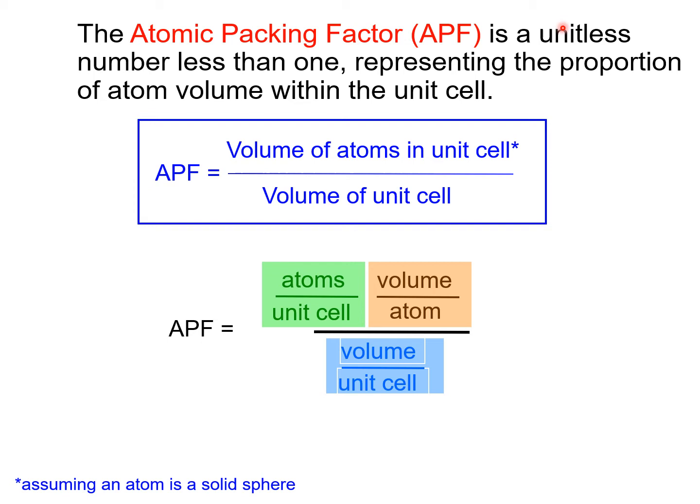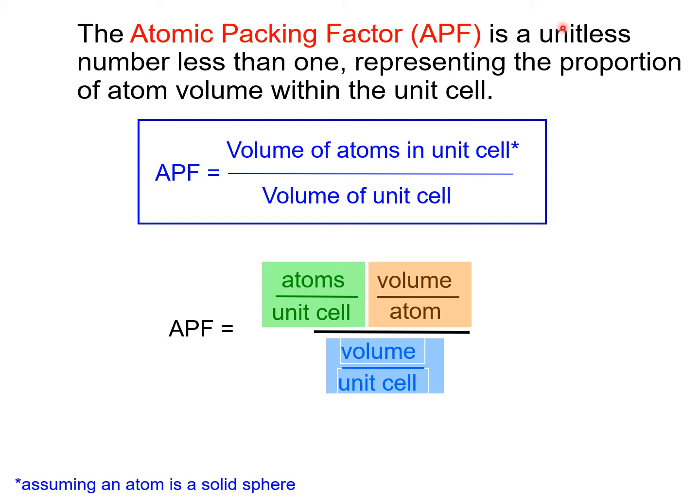Do you remember when I said we were going to need 4 pieces of information to fully define our model? Well, here's where we start to need 3 of the pieces of information. We're going to define the atomic packing factor, or APF, as a unitless number less than 1 that represents the proportion of the unit cell's volume that is atomic material. So the APF is the volume of atoms in the unit cell, divided by the volume of the unit cell itself.